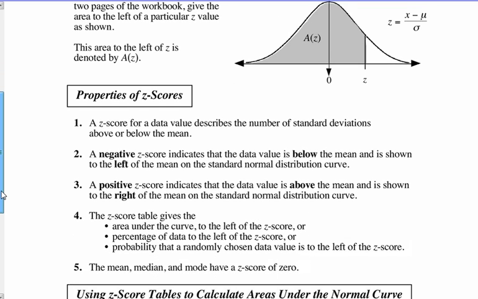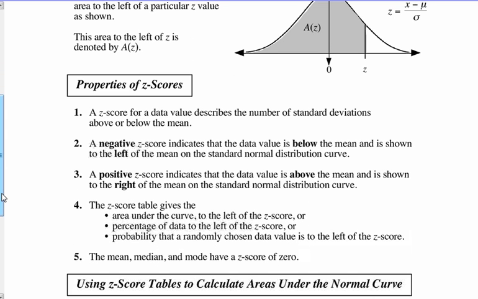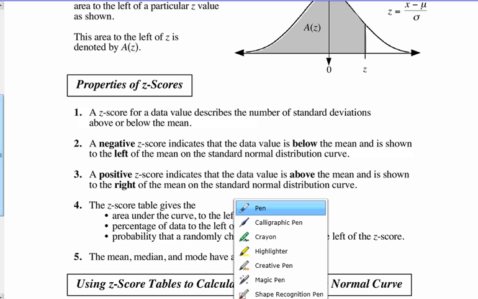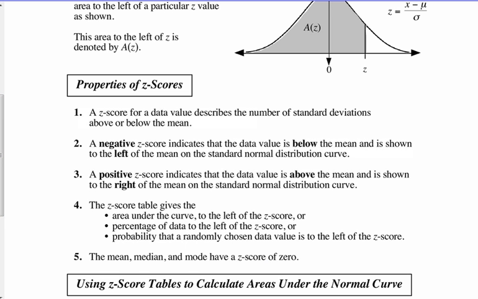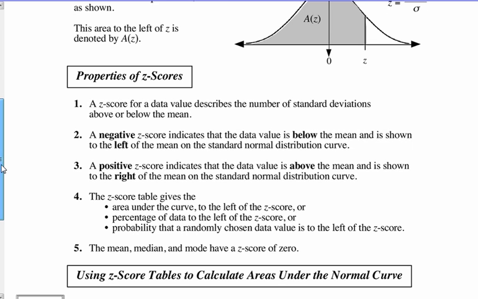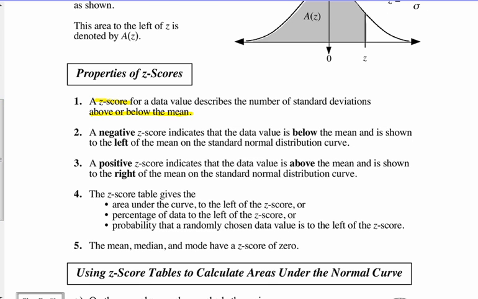Properties of Z-score. We've talked about these the other day. They are very important. Remember that the Z-score describes the number of standard deviations the data value is above or below the mean. A negative Z-score indicates that the data value is below the mean, and a positive Z-score would be to the right of the mean, or above the mean.